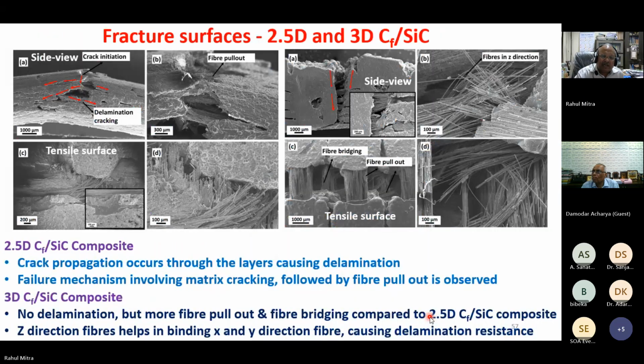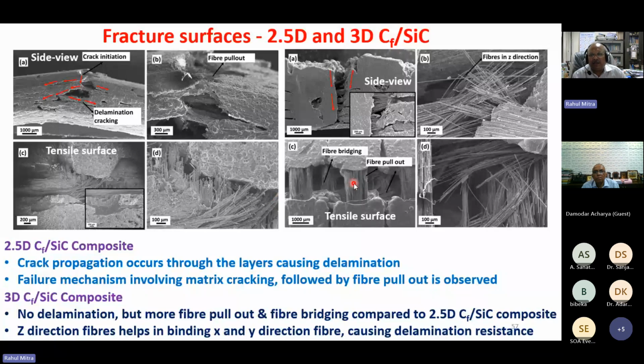And crack propagation through the layers was delamination. We saw delamination in the case of the 2.5D composite, because here we had laminates of layers of 1:3 weave SiC fiber forms, which are stacked in the vertical direction and stitched. So there was delamination. But in the 3D composite, the carbon fibers are aligned along three different directions, so it didn't permit delamination. The Z direction fibers help in binding the X and Y direction fibers, and so there was better fracture toughness as a result.